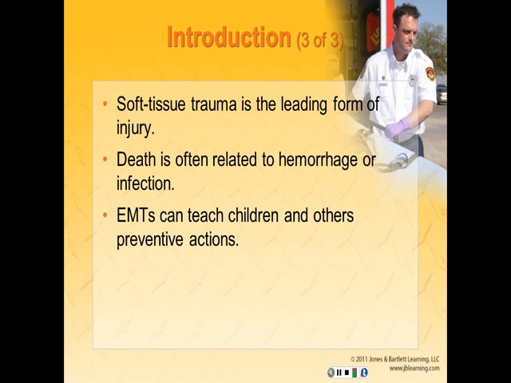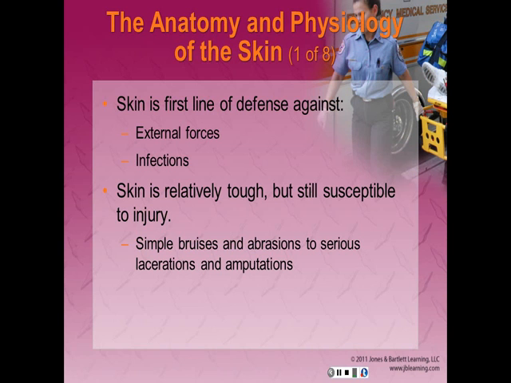Soft tissue trauma is the leading form of injury, and open wounds account for approximately 6.5 million emergency department visits annually, and nearly 5 million patients present with contusions or bruises. Death is often related to hemorrhage or infection, and we know that uncontrolled hemorrhage can lead to shock and death. When the skin barrier is breached, invading pathogens can cause local or systemic infection, and our goal is education because EMTs can teach children and others preventative actions.